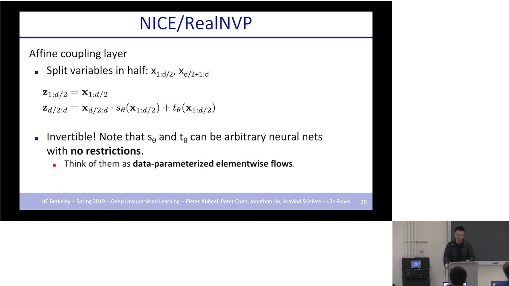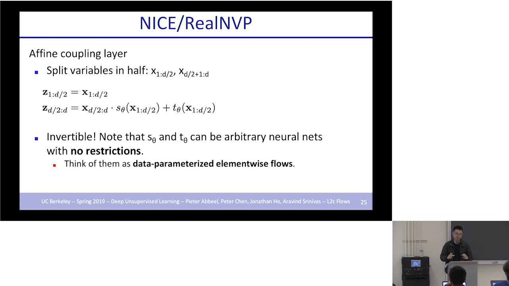And where we left off last time was a family of models called NICE and RealNVP. It is a specific way to construct this invertible transformation so that you can evaluate its likelihood efficiently as well as sample from it efficiently. And this is just recapping what we went through last time.